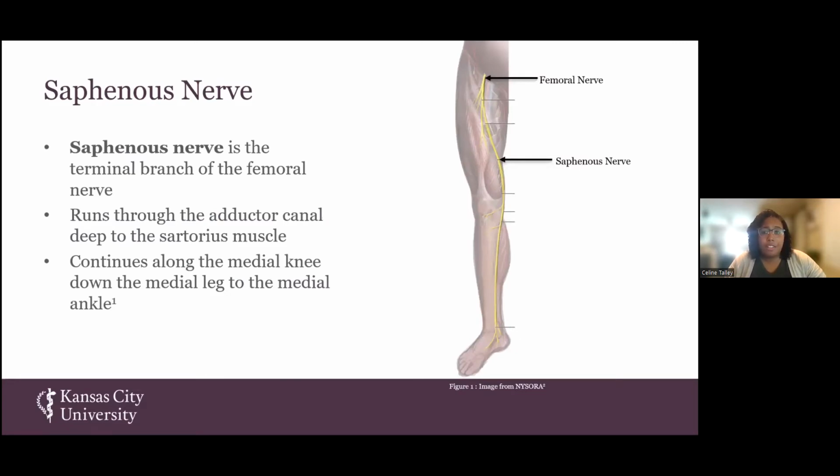So the saphenous nerve is a terminal branch of the femoral nerve that continues distally through the adductor canal, just deep to the sartorius muscle, which isn't pictured here. And it descends all the way down to the medial ankle.